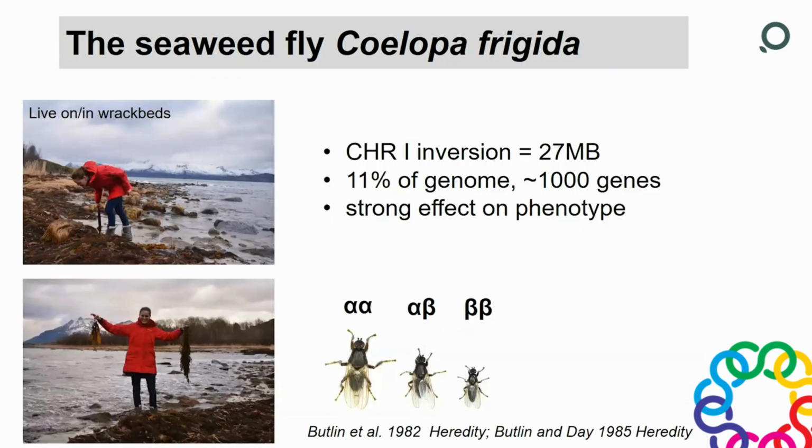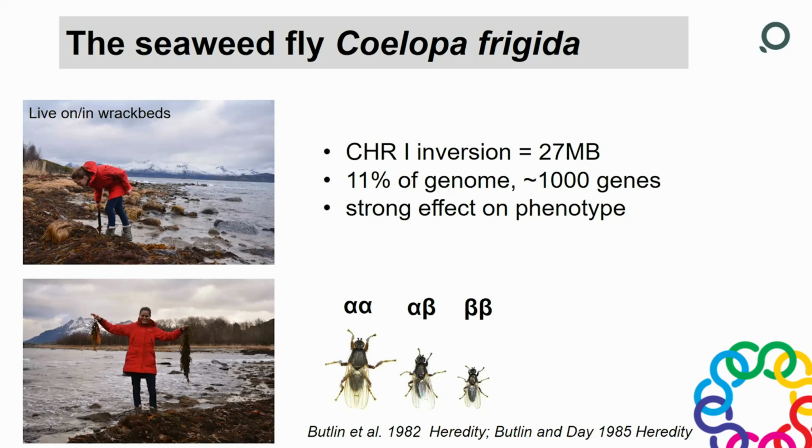And I've been studying inversions using the seaweed fly, Coelopa frigida, for a lot of my work, and they're fantastic. They're a really cool system that has been heavily worked on already in the 1950s and 1960s. Roger Butlin, who some of you I'm sure are very familiar with, did his PhD on seaweed flies, and they have this really cool inversion polymorphism on chromosome 1 that impacts 11% of the genome. It has around 1,000 genes in it. It's massive. And not only that, it has a really strong impact on the phenotype.